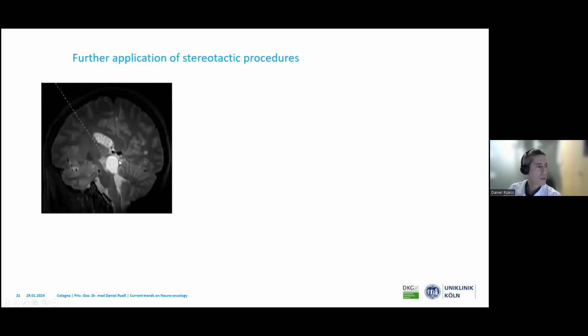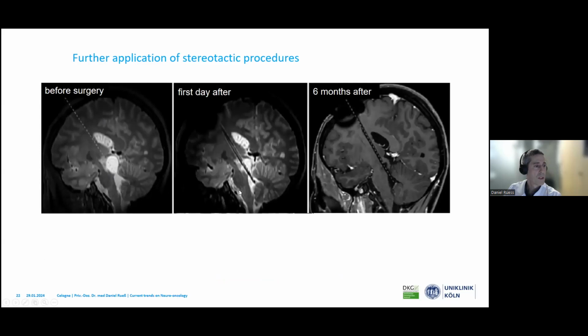Another thing I want to show you here. Here is a patient with a cyst in the mesencephalon after irradiation for pilocytic astrocytoma. So how to access this minimally invasively is really not so easy, but if you have a stereotactic procedure, it is possible to implant a catheter here, pinpoint in the fourth ventricle, and make a connection then between the cyst and the ventricle. And that's how, as you see in this example, the cyst resolved 6 months after.